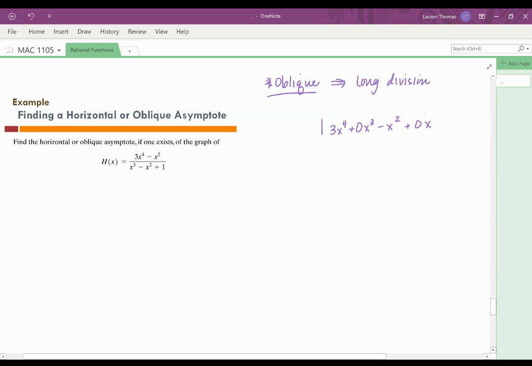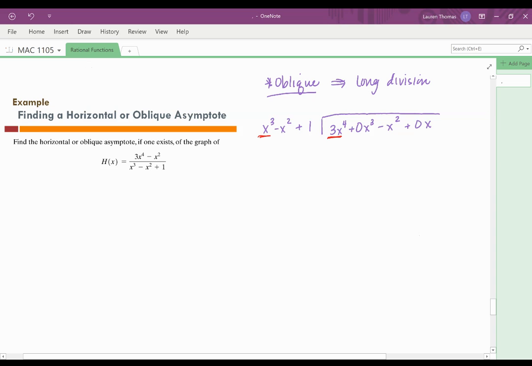All right, there's my dividend. And my divisor is going to be the denominator. So that's going to go on the outside. x cubed minus x squared plus 1. Okay. Now remember, when you're doing long division, you are looking at the first term in the divisor and the first term in the dividend. Okay. So let me change up my colors to help you. All right. So we're looking at the first term in the divisor, first term in the dividend.